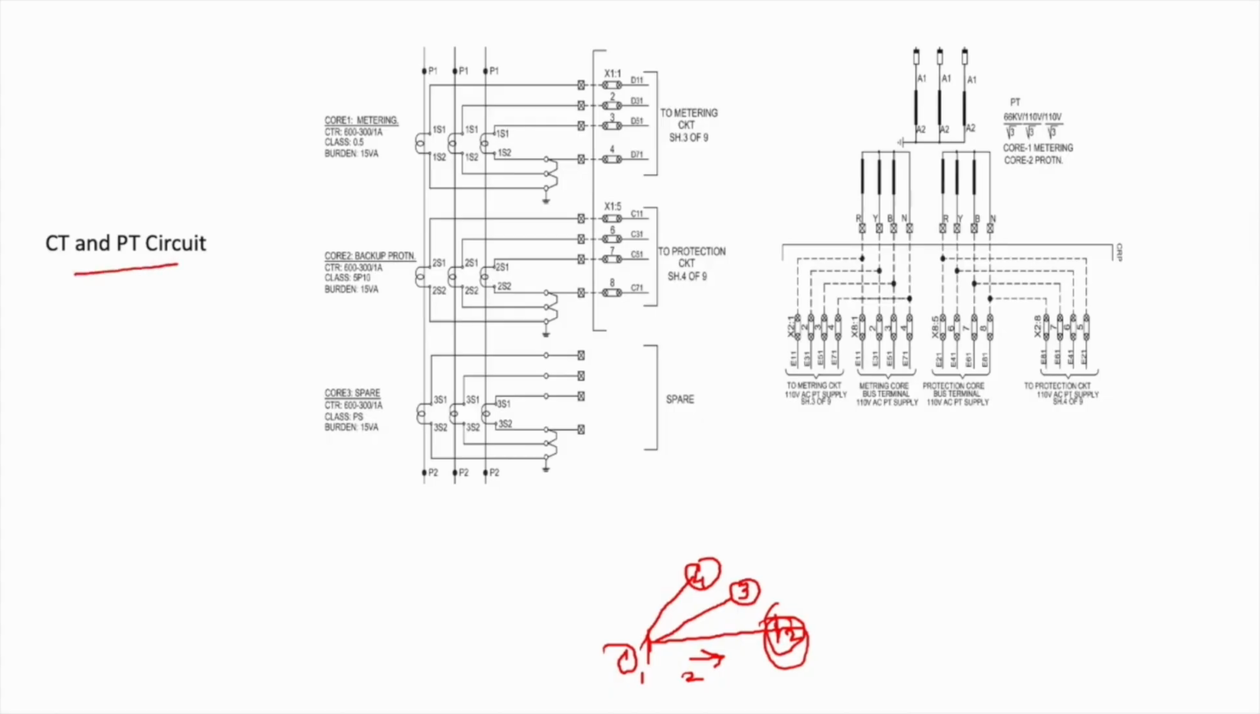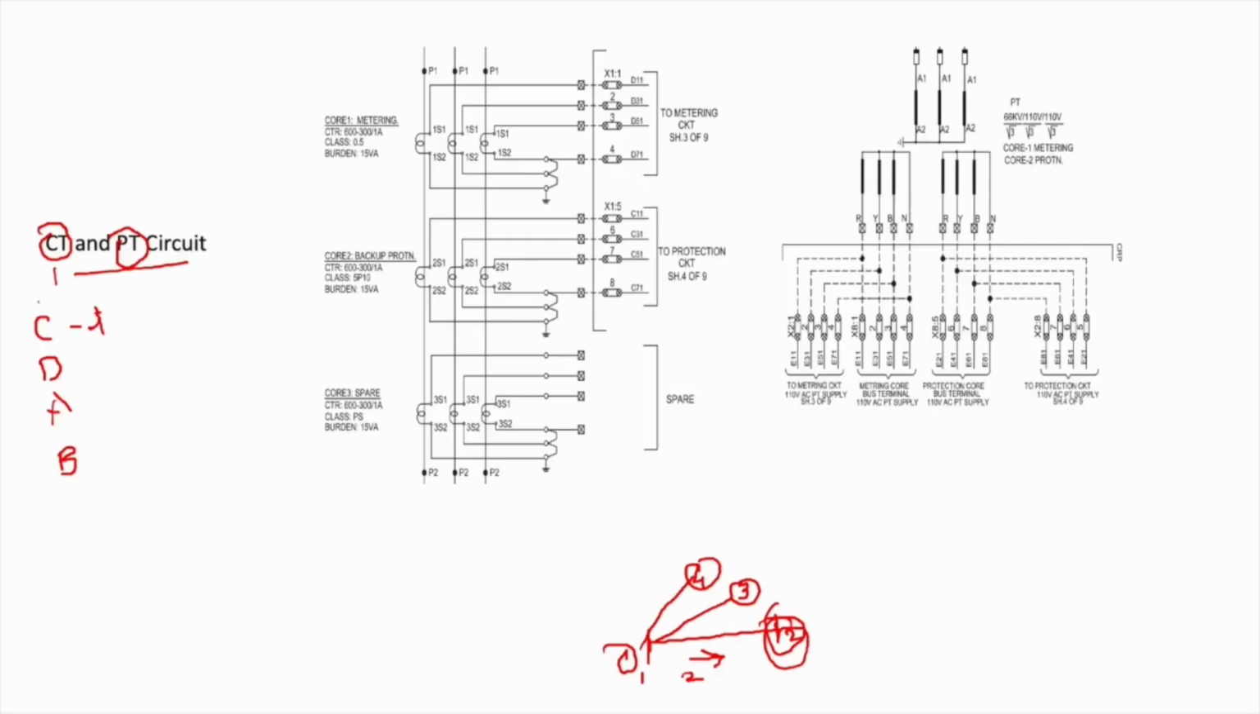The CTPT is very important in our substation. CTs are used for current measurement and protection, such as short circuits, and PTs for voltage. So the CT ferrules are numbered C, D, A, and B. These 4 ferrules you'll see inside panels.